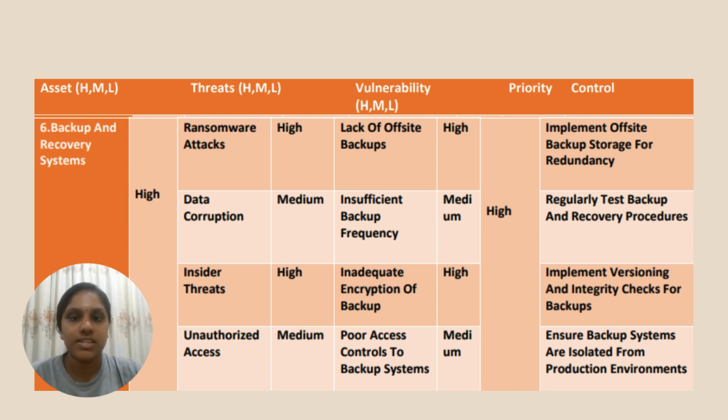The third threat is insider threat. It has a high level of risk, and the vulnerability is inadequate encryption of backups, which is high status. We can control it by implementing versioning and integrity checks for backups. The fourth one is unauthorized access, which has a medium level of risk. This is due to poor access control to the backup system, which has a medium level status of risk. We can control it by ensuring that the backup systems are isolated from the production environment.